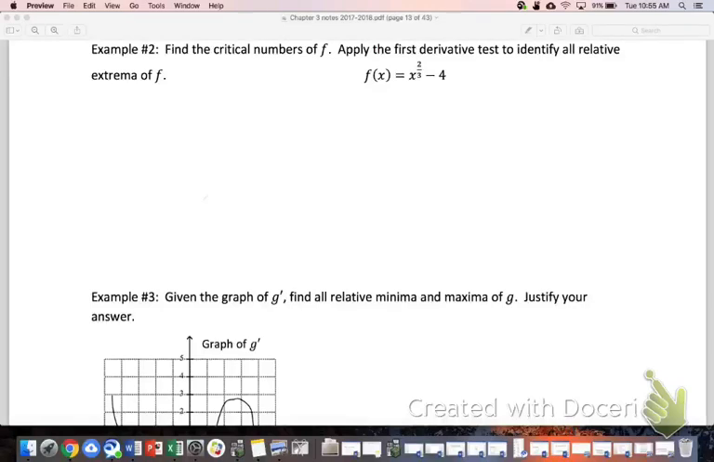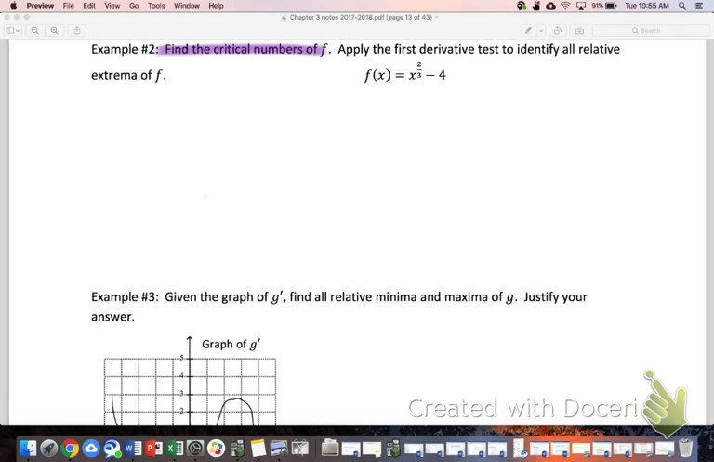Let's take a look. Let's analyze what you've done. Here we go. So, in this question, the first instruction says, find the critical numbers of f. So let's review. Critical numbers of f are where what happens? f prime is 0 or does not exist.